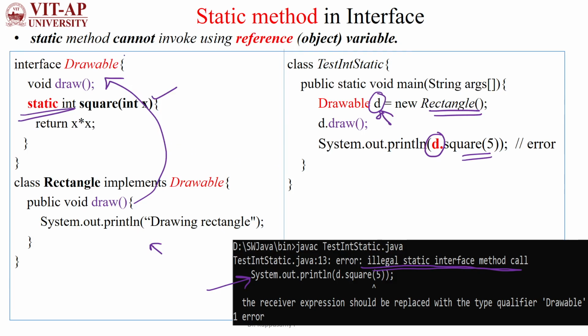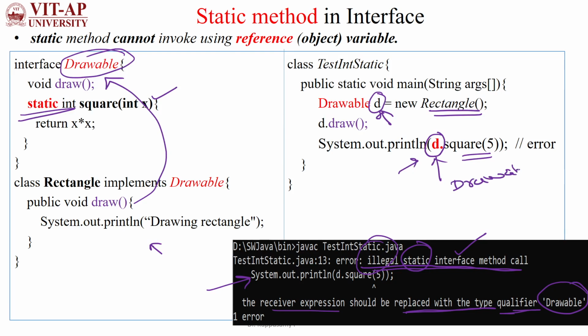So this method is defined inside the interface. That's why it is saying static method which is defined inside the interface, so that is illegal. We cannot call the static interface method by using the object variable. So that's what it is showing. The receiver expression should be replaced with the type qualifier drawable. You have to use here the drawable word instead of d. So that's why it is displaying the error.